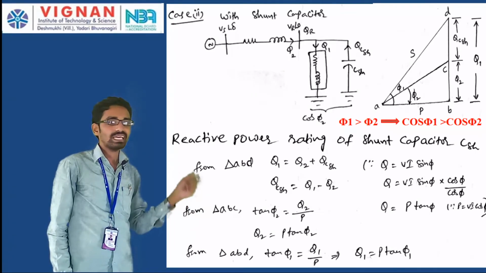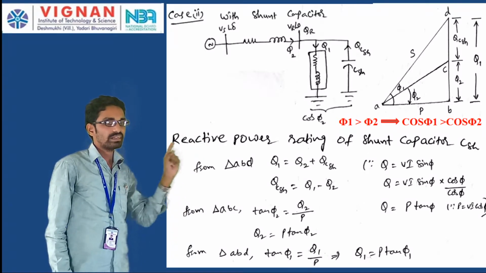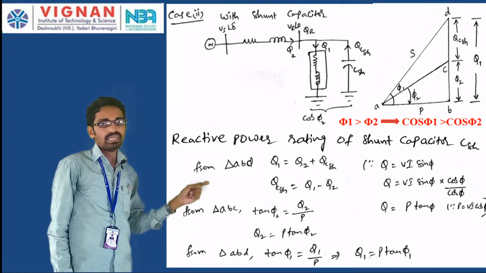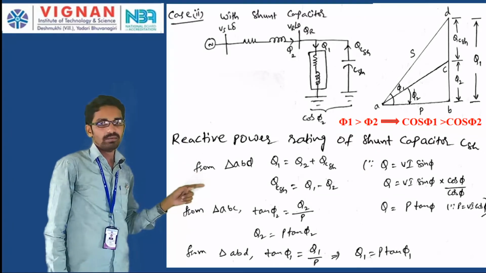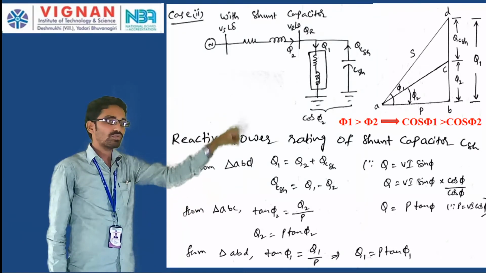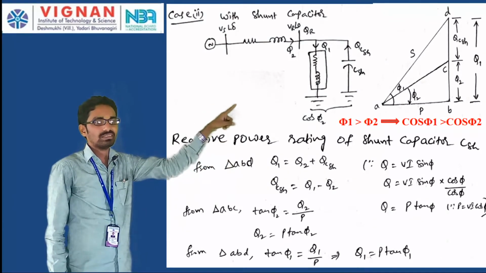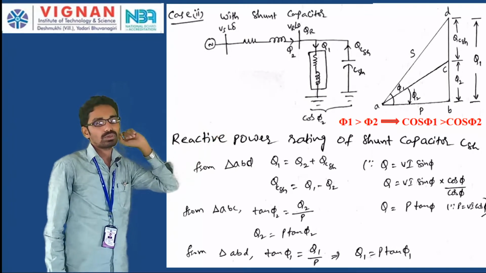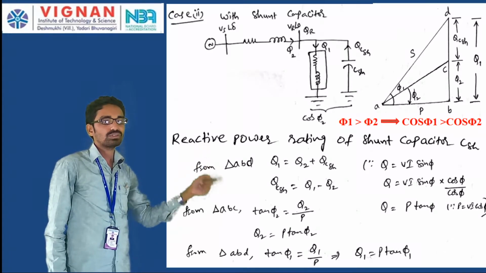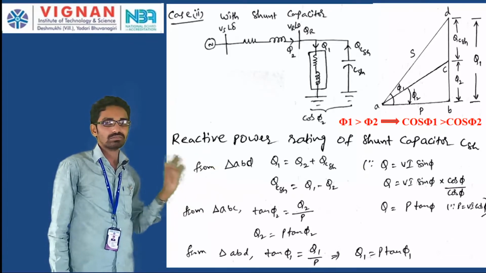So, if I consider the reactive power rating of the shunt capacitor, that is QCSH, let us consider the triangle ABD, that is the bigger triangle ABD. From that, if I write Q1, the total Q1 is the height of the triangle. So, Q1 is equal to Q2 plus QCSH, I can write. Then QCSH, from that equation you are going to get Q1 minus Q2, just taking that Q2 to the left hand side.